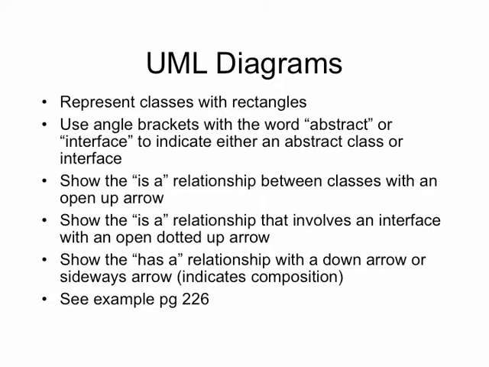UML diagrams are used to represent classes and the relationships between classes. We represent classes with rectangles. We use angle brackets with the word abstract or interface to indicate either an abstract class or an interface. We show the is-a relationship with an open up arrow. We show the is-a relationship that involves an interface with a dotted open up arrow, so a dashed line. We show the has-a relationship with either a down arrow or a sideways arrow to indicate composition.